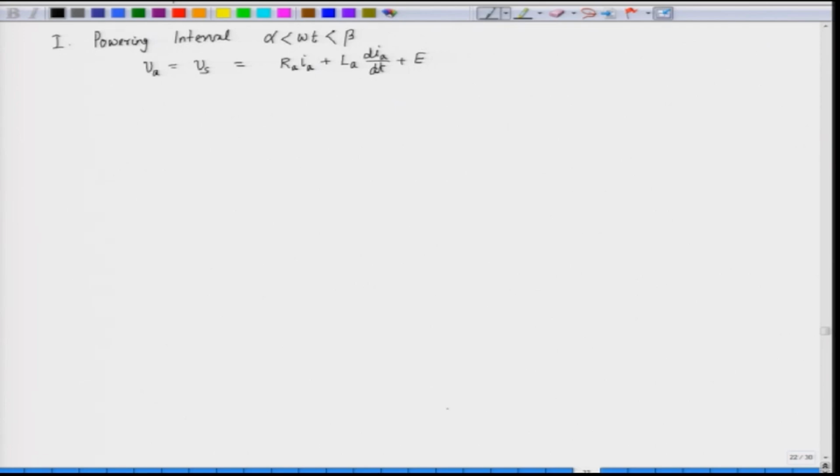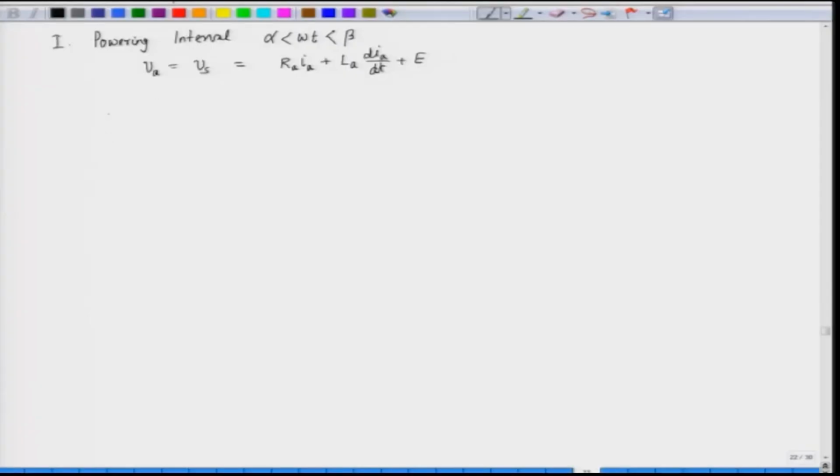Now, this is the equation for the powering interval. Now, the input is a sinusoidal supply, the input Vs is a sine wave. So, we can rewrite this equation by substituting for input voltage: Vm sin omega t is equal to Ra Ia plus La dia by dt plus E. Now, this is a first order linear differential equation and we assume that the back EMF is constant. So, we have to find the solution of this differential equation.